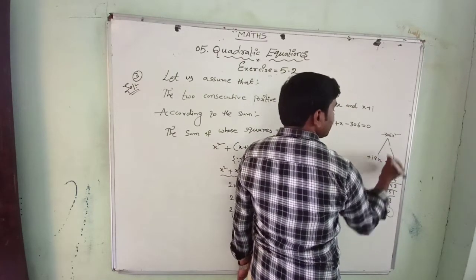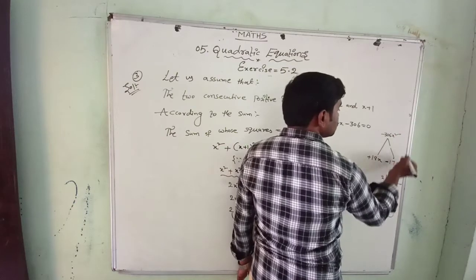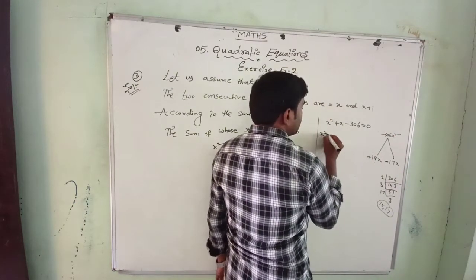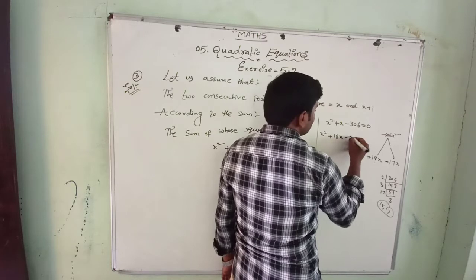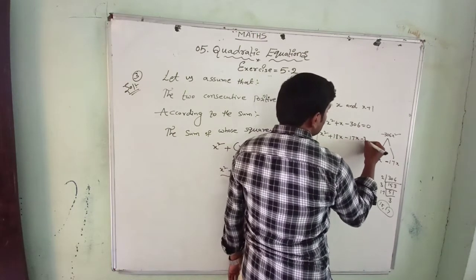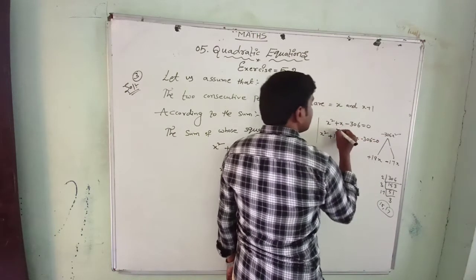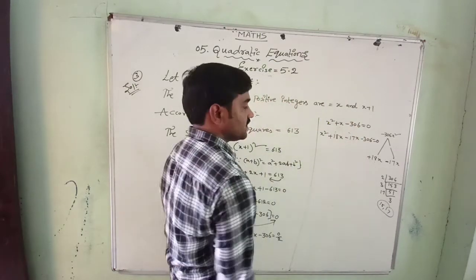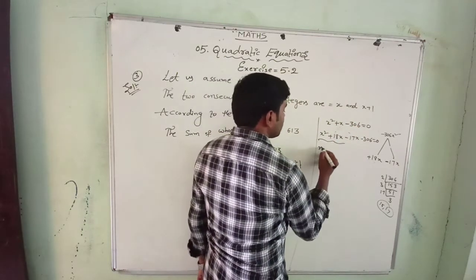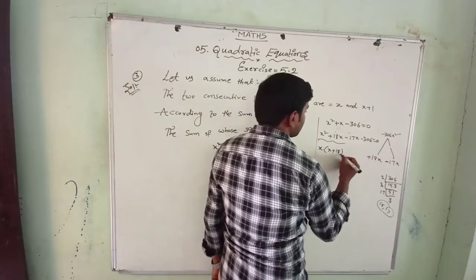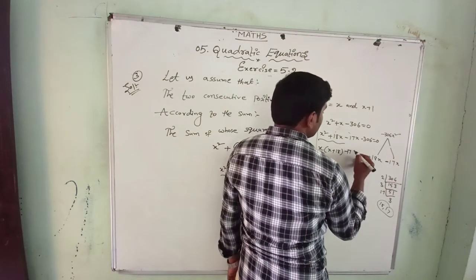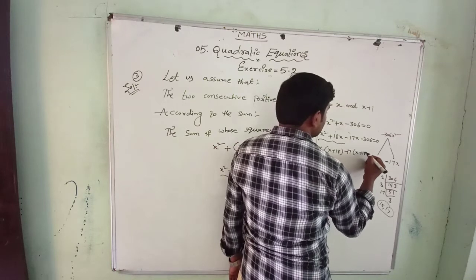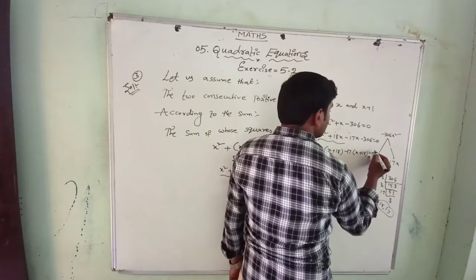Here plus into minus is minus, 18 into 17 is 306, x into x square. So x square plus 18x minus 17x minus 306 equal to 0. This 1x we have written like this, 18x minus 17x. So from this, what do we do? Let us take x common. x plus 18, here minus 17, you take out common.